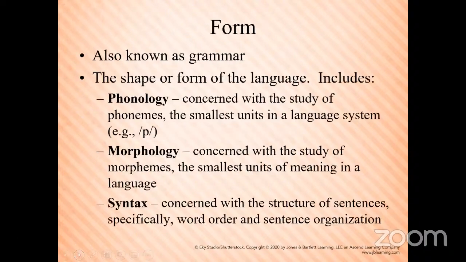So what is the form? Also known as grammar. The shape or form of the language includes phonology, which is concerned with the study of phonemes, the smallest units in a language system. Last time in the Dysarthria class also we did this. Morphology is concerned with the study of morphemes, the smallest units of meaning in a language. The word is a morpheme. Syntax is concerned with the structure of sentences. Word order and sentence organization is syntax. So this is the form of the language.